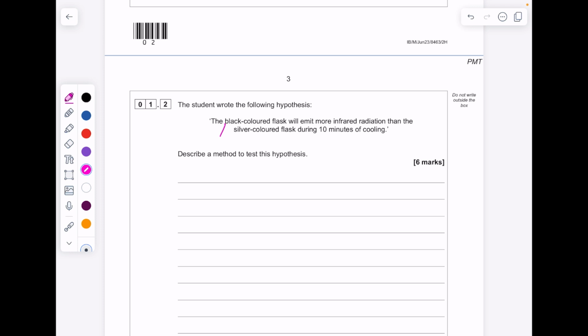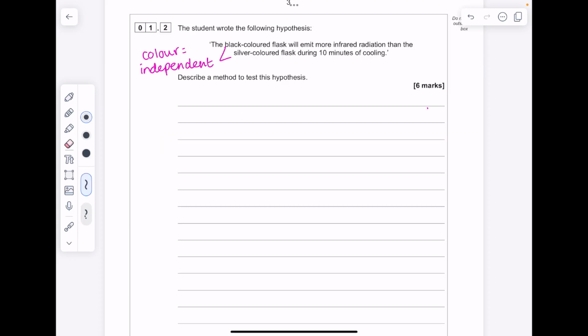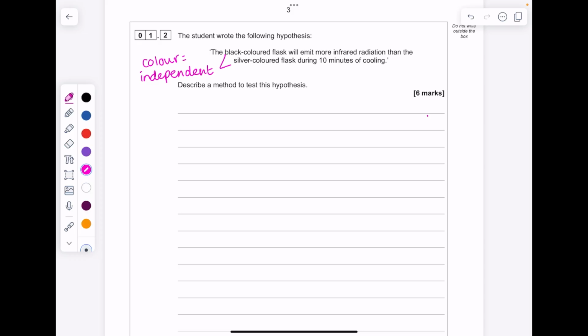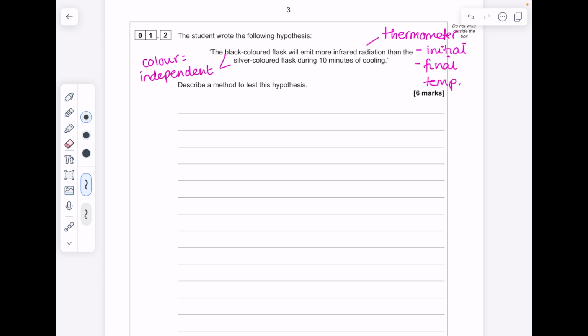So obviously the colour of the flask is our independent variable, so that's what we're changing. Now, in terms of our dependent variable, we're looking at how much infrared radiation is being emitted. I think the simplest way of measuring that is looking at how fast that flask cools down. So we can measure that using a thermometer. We're going to find the initial temperature and the final temperature after 10 minutes. You could also use an infrared detector, but I think that's less commonplace, and let's use a more straightforward apparatus here. So clearly, in terms of the method, we need to boil water in a kettle.